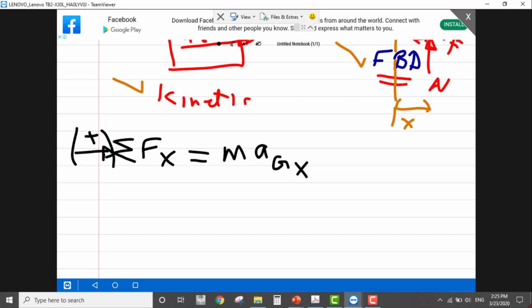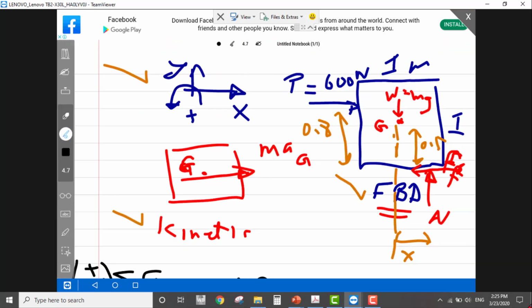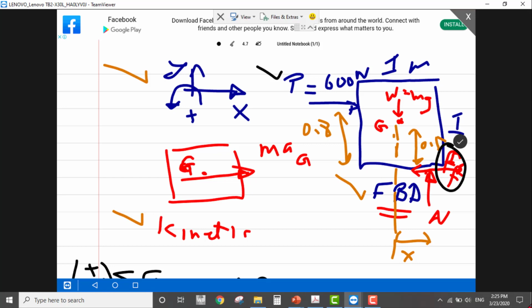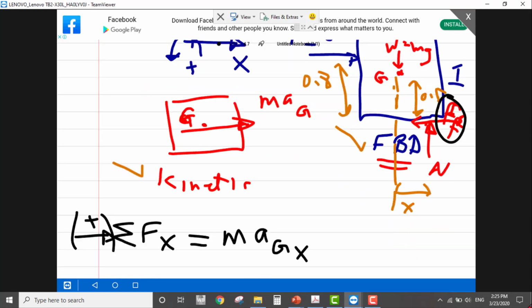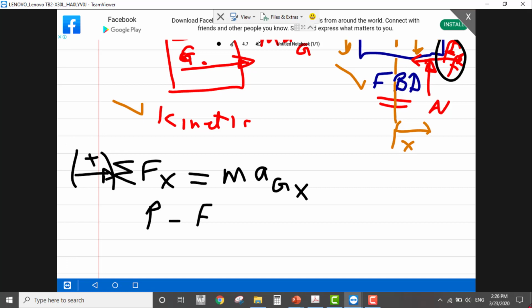Then what do we have? Which forces act in the horizontal direction? So we have the applied force, and we have the friction force. Do we have any other force? No. So the applied force in the positive direction, the friction force in the opposite direction, and this is equal to the mass of the crate multiplied by a_Gx.